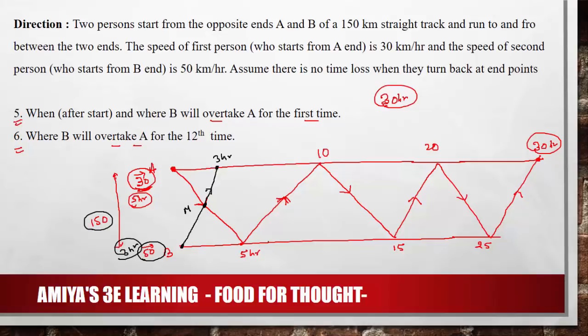From 3 to 6, the 6 should be here. Again, we are going from A to B. This one is going from B to A, so this should be again meeting. From 6 to 9, 9 should be here.